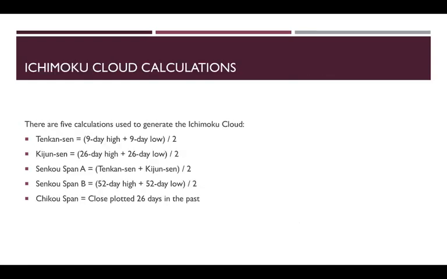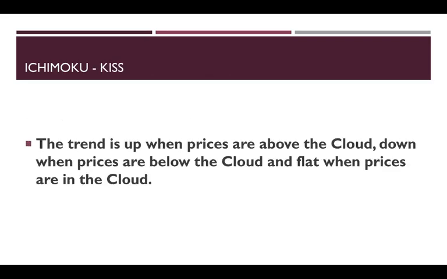And overall, here's the statistics. You can Google this. 5 calculations are used to generate the cloud. It uses moving averages and EMAs. Bottom line, the trend is up when prices are above the cloud. The trend is down when prices are below the cloud, and chop flat when prices are in the cloud. So I keep it simple, and that's how I use the cloud.